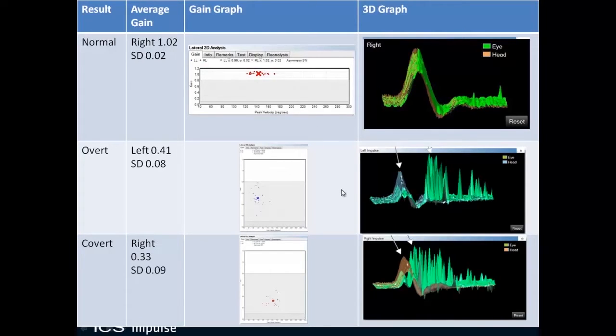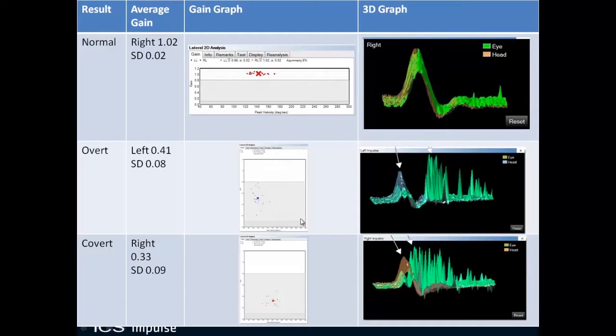The next one down is an overt catch-up saccade. What you see here is the head is in the blue and the catch-up saccades are to the right, or away from the head. They're not happening during the head impulse. So we have all these overt catch-up saccades to the right, the head impulse right here with the blue, and if we look at the gain, the left gain is 0.41 with a standard deviation of 0.08, and all the gain points are within the gray region.